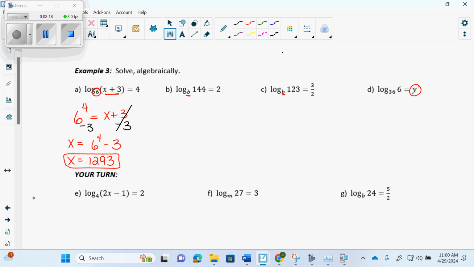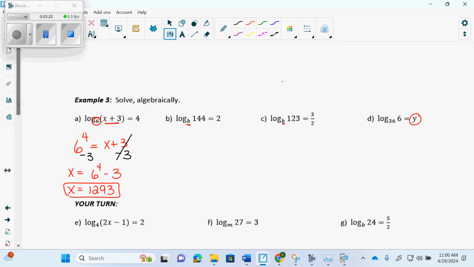We can actually put it right back in, yes? To check it, we can go log base 6 of 1,293 plus 3 equals 4. So I need log base 6 of 1,296.